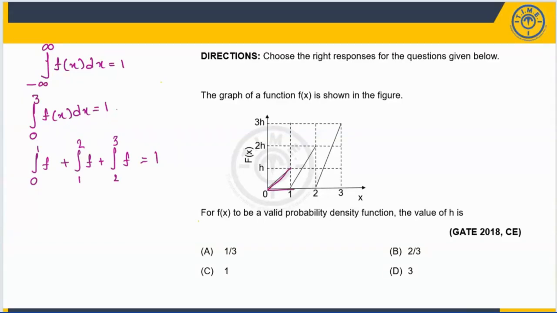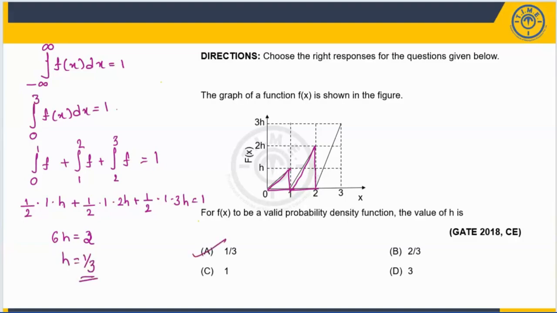So here, from 0 to 1, it is a triangle. What is the area of a triangle? Half, base is 1 unit, height is h. And from 1 to 2, this is also the area of a triangle. Half, base is 1 unit, height is 2h units. And the last one, from 2 to 3, 3h is equal to 1. So h plus 2h, 3h, plus 3h, 6h is equal to 2, h is equal to 1 by 3. So it all depends upon how you look at the question and how you analyze that. Okay. And this is about the questions on these random variables.